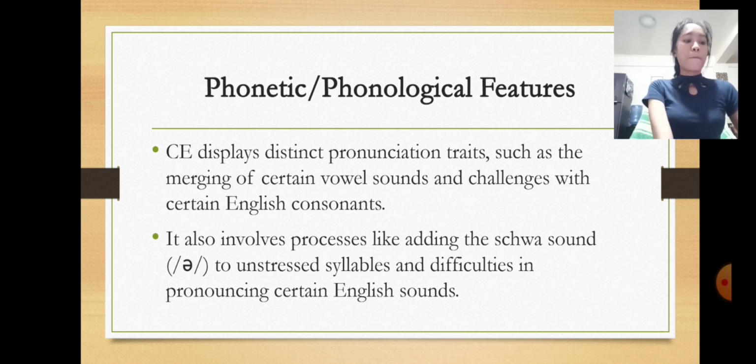For instance, Mandarin speakers might pronounce words like sheep and sit similarly due to the absence of a clear distinction between the small i and the big I vowel sounds in Mandarin. Additionally, they may struggle with pronouncing English consonants like the th, or ch, often substituting them with sounds more common in Mandarin.